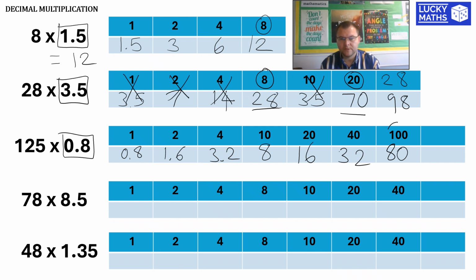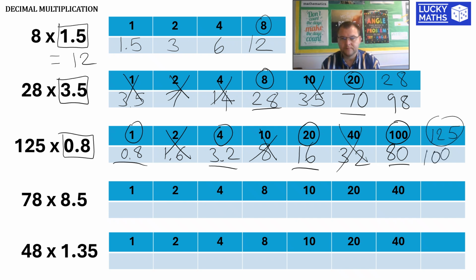So now pick out 125 lots using, again, the numbers I'm circling. Firstly, 80 plus 16 is 96, plus 3.2 is going to be 99.2, plus 0.8 should give us 100. So 125 lots of 0.8 is equal to 100.